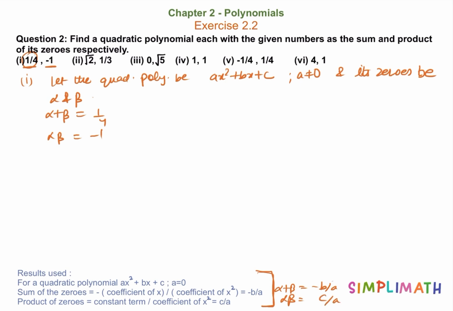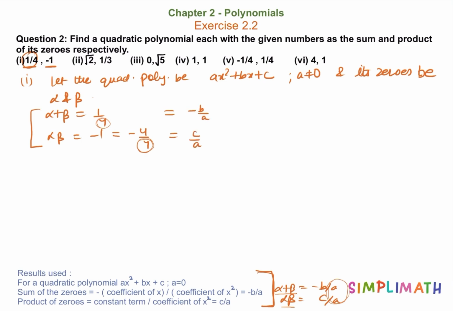So in the denominator we are having a for both alpha plus beta and alpha beta. So what we are going to do in these questions is, when we are given alpha plus beta and alpha beta, we are going to make the denominator the same for both the fractions. So I can write alpha beta equals minus 1 as minus 4 by 4. Why? Because I have to make the denominator in alpha plus beta and alpha beta the same. Now alpha plus beta I know is minus b by a and alpha beta is c by a.